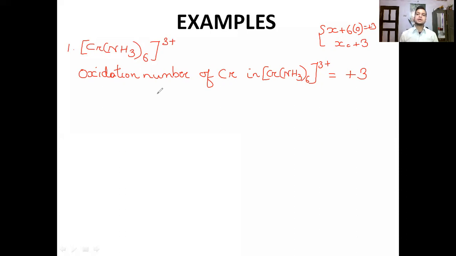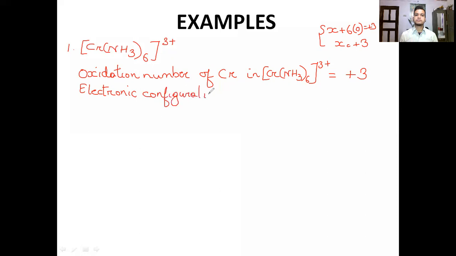Simple. Okay. If you are not able to calculate the oxidation state, or if you don't know how to calculate, please watch the previous videos where I have discussed how to calculate the oxidation state of various metal atoms in a complex. Once we get the oxidation state, the second thing we are going to do is write its electronic configuration. So the electronic configuration of chromium.